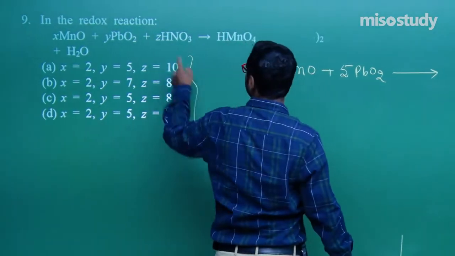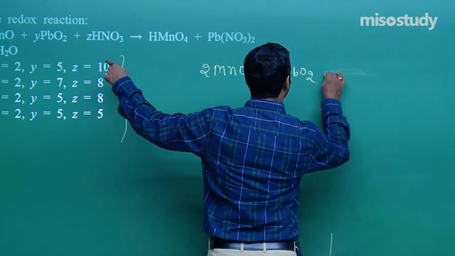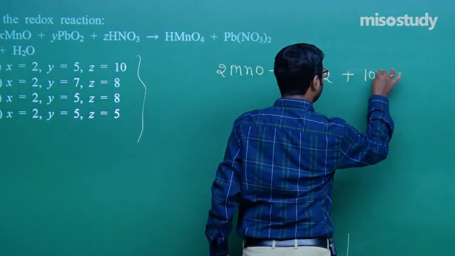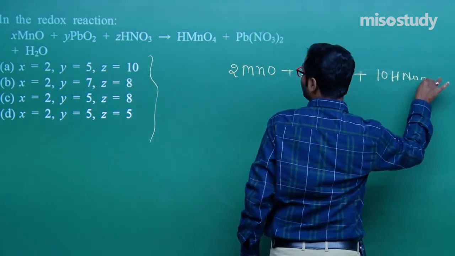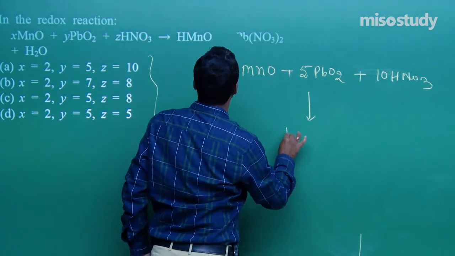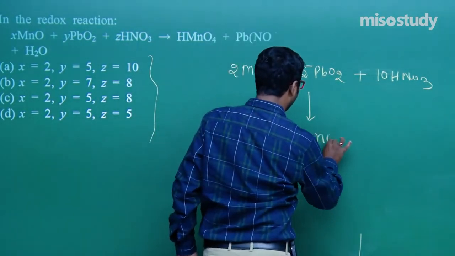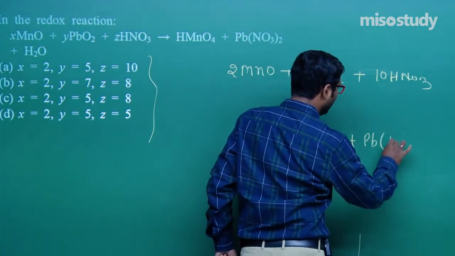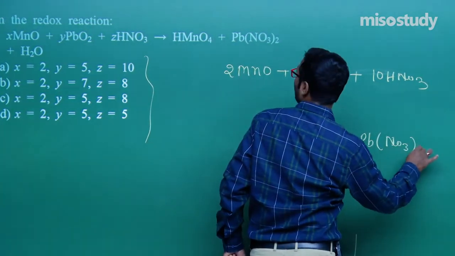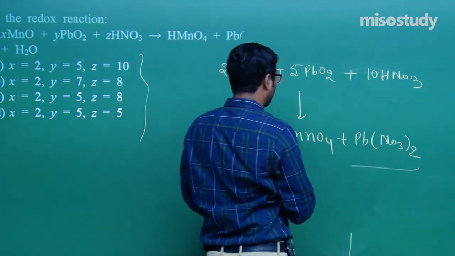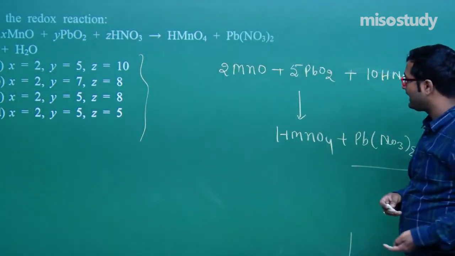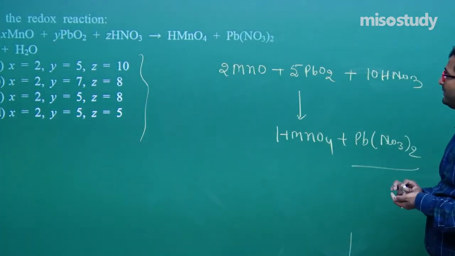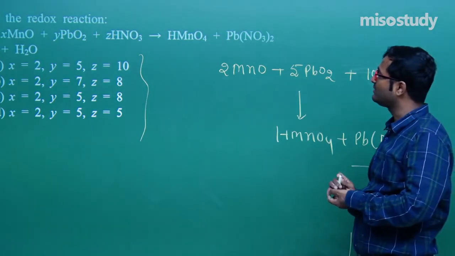Clear? Now plus 10HNO3. Clear? It gives you HMnO4. Clear to you? Plus Pb(NO3)2. Now check out the balancing. Here Mn 2 times, Pb 2 times, in the redox reaction Pb(NO3)2.